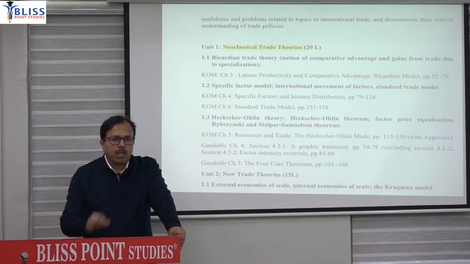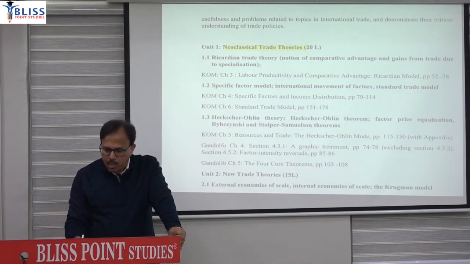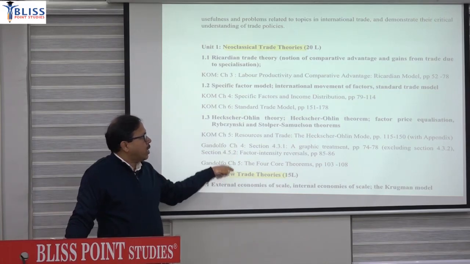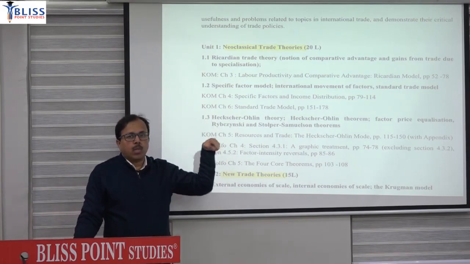I will explain the meaning of that neoclassical theories and what are the various theories included in that neoclassical, that is Ricardian, specific factor model, standard trade model and Heckscher-Ohlin model, and how that neoclassical is different from the new trade theories. So new trade theory is basically unit number 2. So second unit is basically new trade theory. The first unit is the neoclassical.